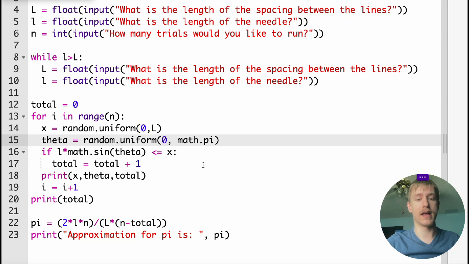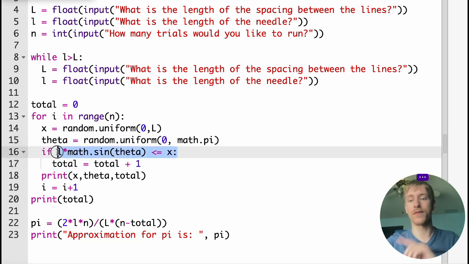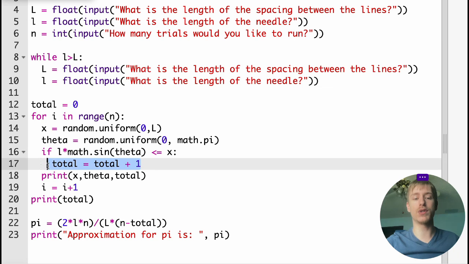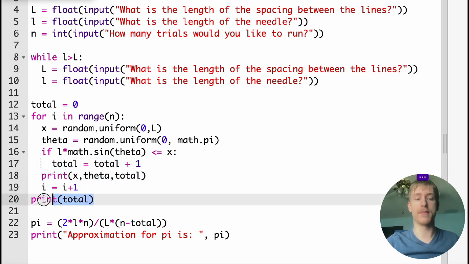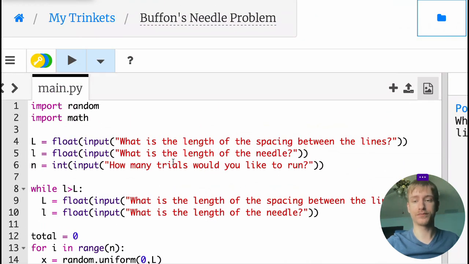Okay, so if this condition is met, and of course see the previous part of the video if you want to know where this comes from, then you add 1 to the total, and then we're going to go ahead and run a little counter and print the total at the end, and then we're going to see if we can approximate pi. So let's go ahead and run this.